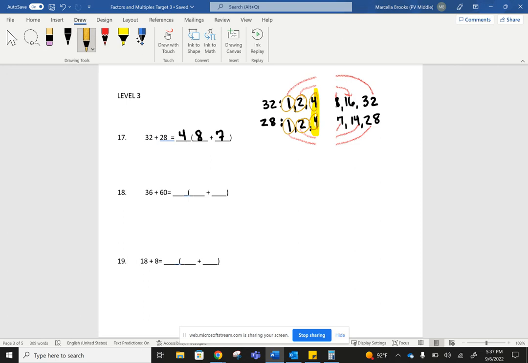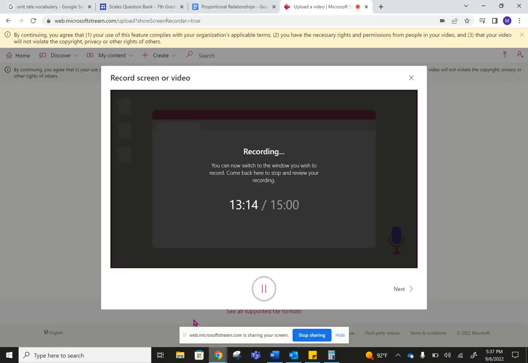The way you check your work: does 4 times 8 equal 32? Yes, it does. Does 4 times 7 equal 28? Yes, it does. How much time do I have on here? Oh, I only have 2 minutes.